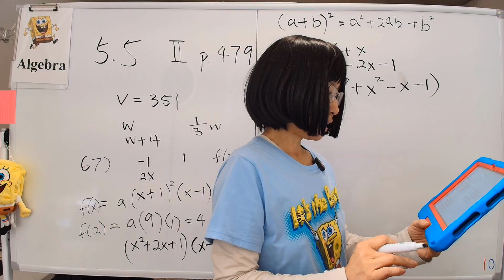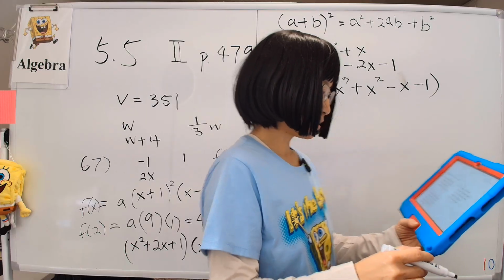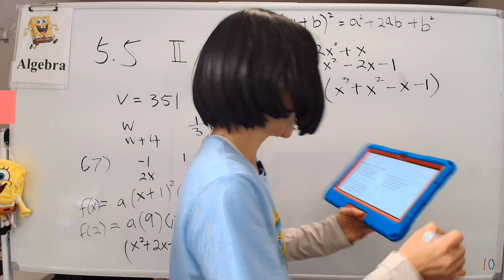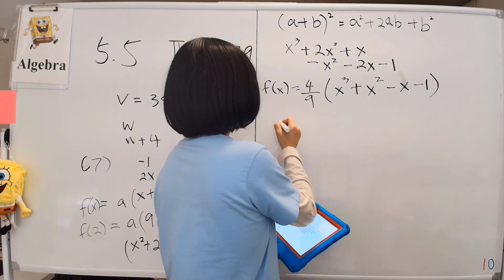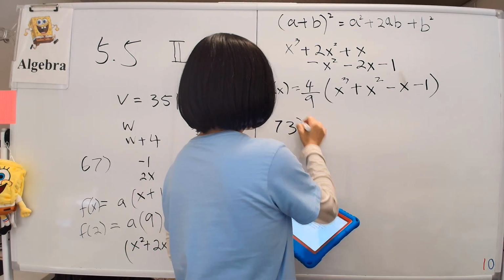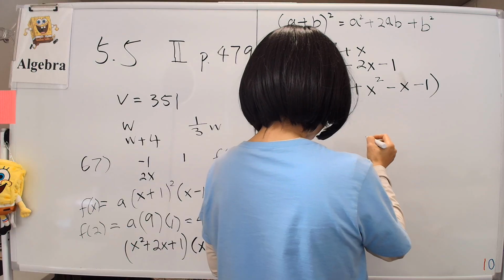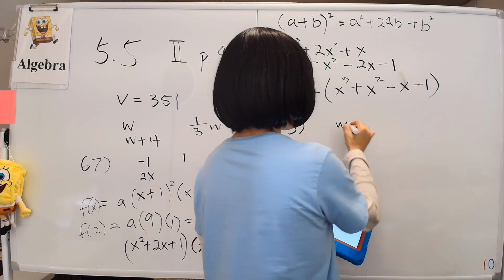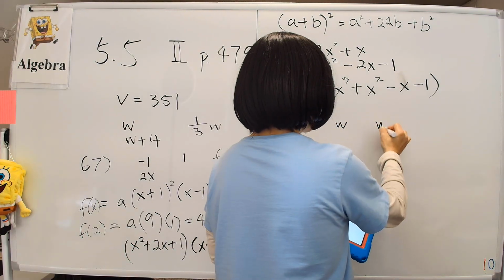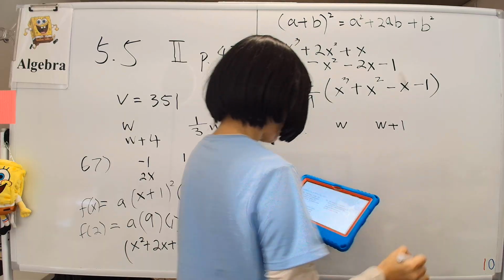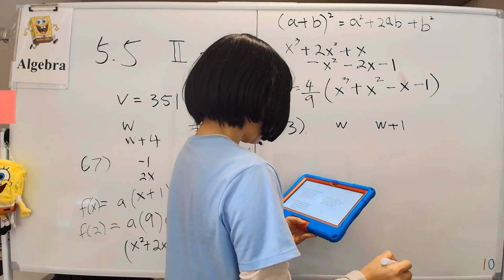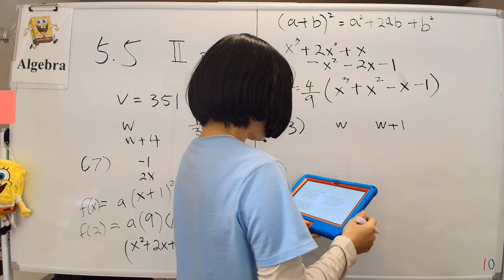All right, and then the volume is some weird number. Yeah, I knew it. 73, problem 73. We have the length is 1 inch more than the width. Okay, so let's say width is here. Length is 1 inch more, so w plus 1.